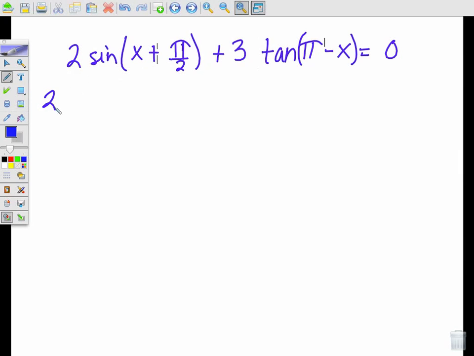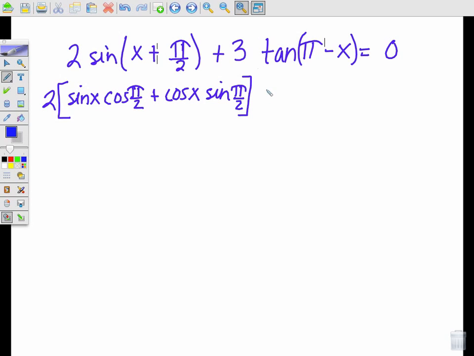All right, here we go. Let's go ahead and expand these out. So we've got 2 times, I'm going to go sine of x, cosine of pi over 2, plus cosine of x, sine of pi over 2. And that is expanding out the sine.